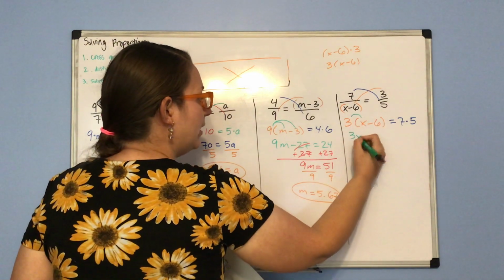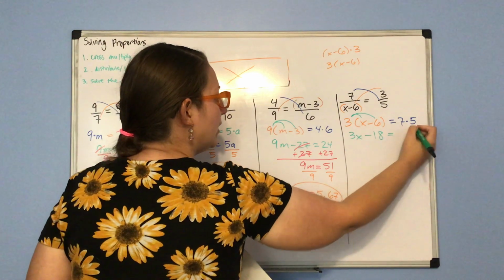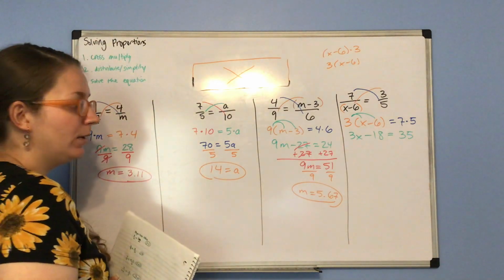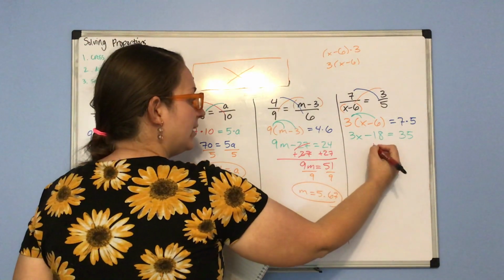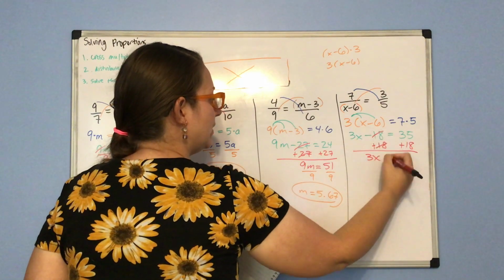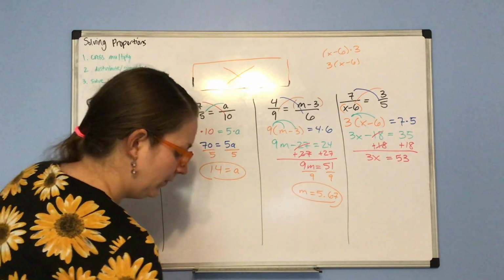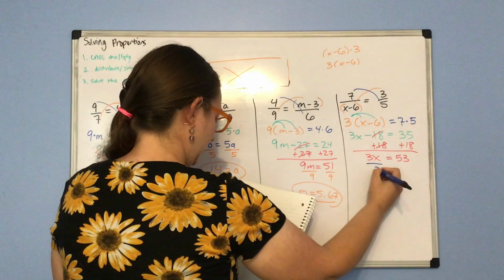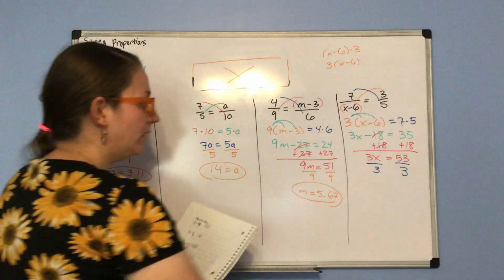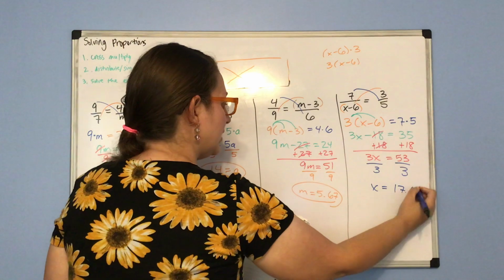3 times x is 3x. 3 times negative 6 is negative 18. 7 times 5 is 35. Now I solve the equation I'm left with. Need to undo minus 18 by adding 18. These cancel. 35 plus 18 is 53. And then we're going to divide. When you do that, once again, you're going to get a decimal, and that's perfectly fine. You should get 53 divided by 3 is 17.67.